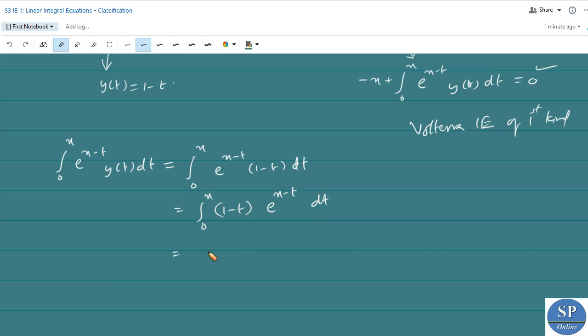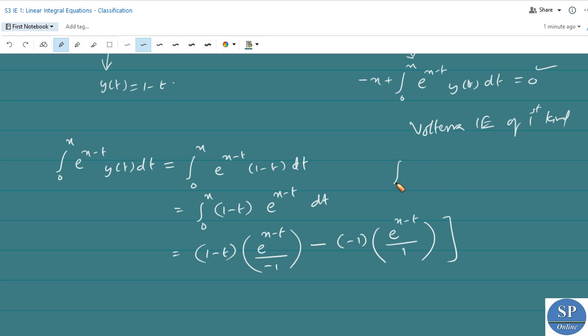So the integral is 1 minus t into the integral of e power x minus t with respect to t, that is e power x minus t divided by minus 1. Minus the derivative of 1 minus t, that is minus 1, into the integral of e power x minus t divided by minus 1, that is e power x minus t divided by minus 1 into minus 1, which is 1. Now plus the derivative of minus 1, which is 0. I am using here the generalized rule of integration by parts. So the next term will be 0.